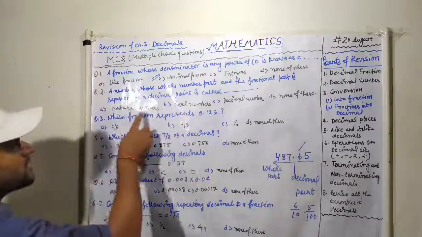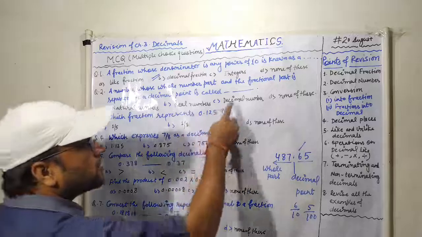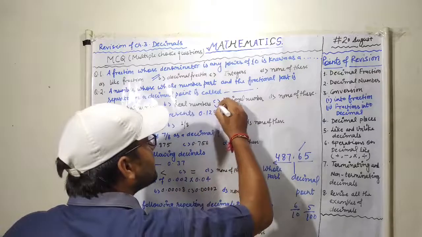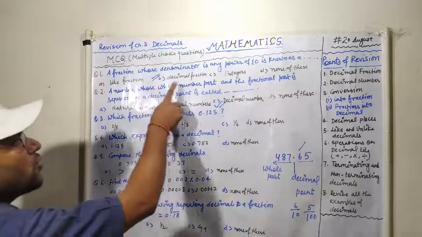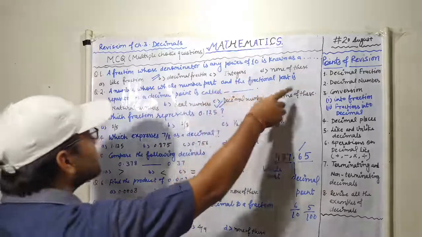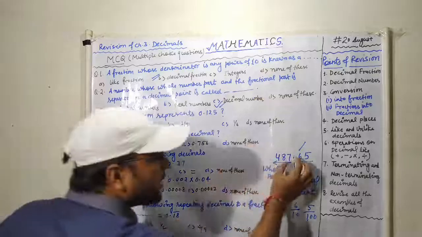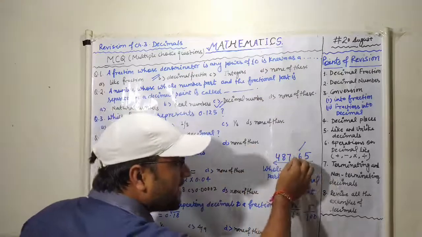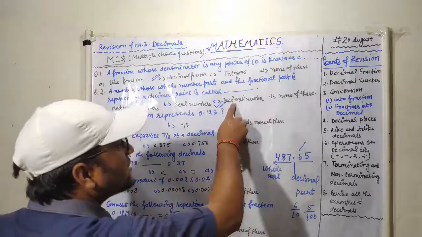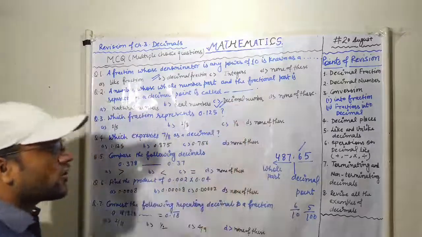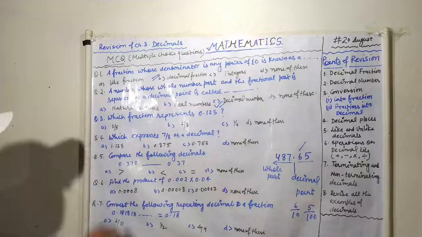So see the options: natural number, no. Real number, no. That is your option C. This is your decimal number. So a number whose whole number part and fractional part are separated by a decimal point is known as a decimal number. So in this case your option C is correct. Okay. Now question number three.